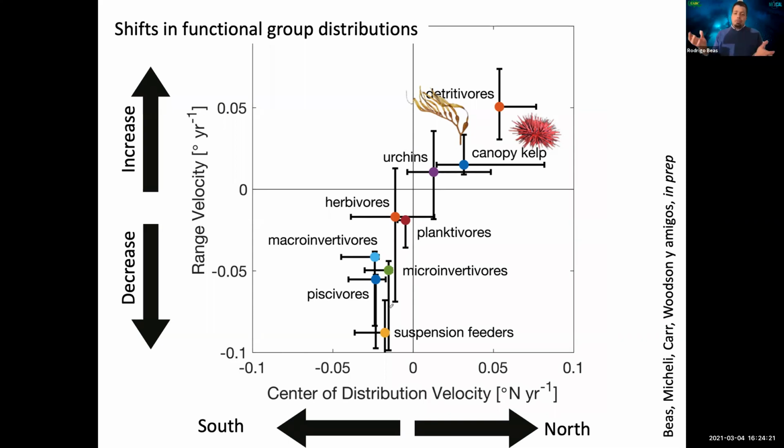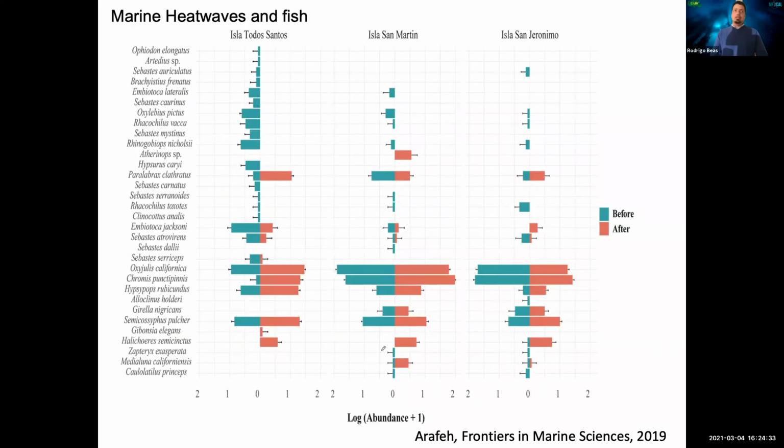And these two, obviously, are key groups in this system. So contractions, expansions, migrations, all this is happening at different functional groups, and it makes it super interesting and challenging at the same time.